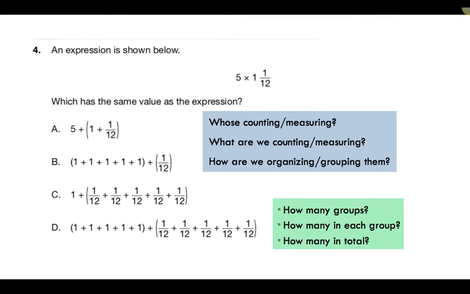I chose feet and I chose hours, but you could have done anything you wanted with them. And they're in groups. There are 5 groups of them. Yeah, 5 in each group. 1 1/12 in each group, 5 groups. How many in total? Well, 5 and 5/12.